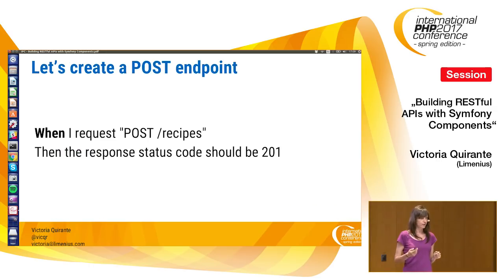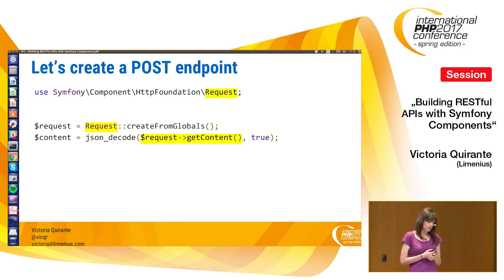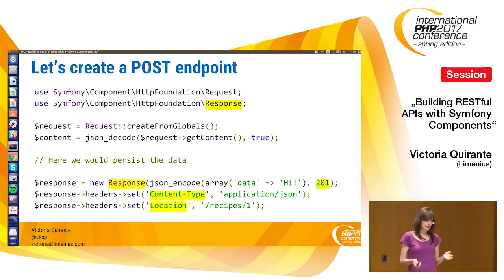So let's see how to create a first endpoint with what we already know. The requirement is very simple. We just want to receive a 201 status code when calling there. All right, we create our request, decode the content. We do whatever we want to do with the data in the middle, and then we are going to create a response, okay? Putting some content in there, our status code, and 2 headers in this case. It's the content type and the location. With that, we already have an endpoint working.